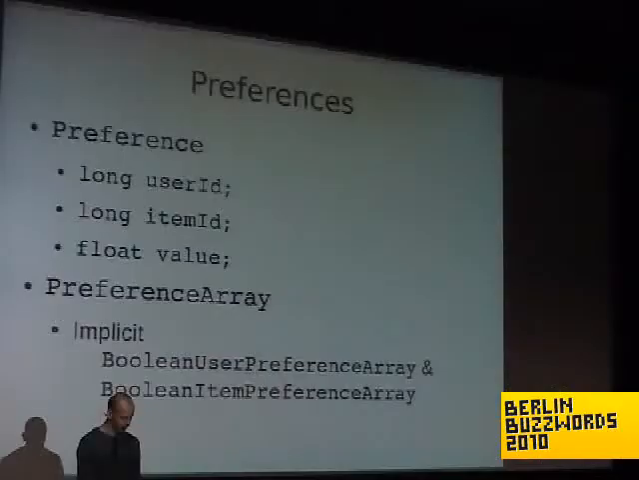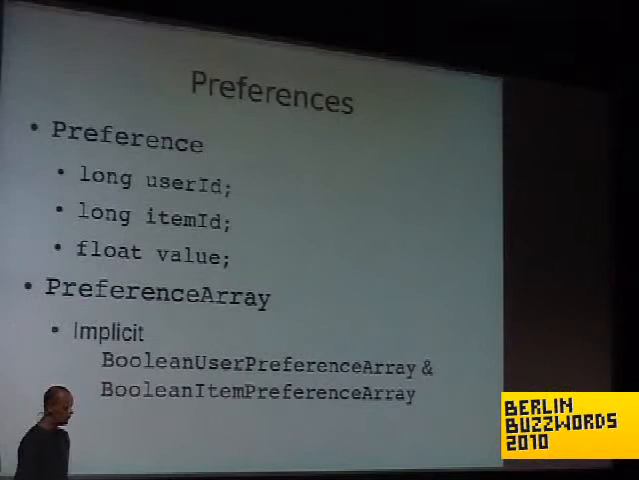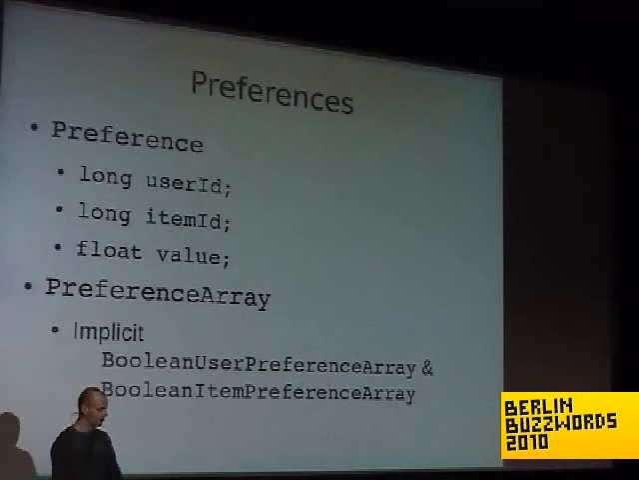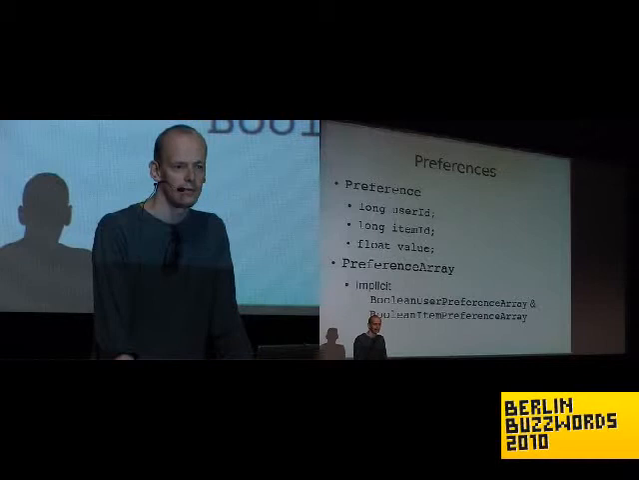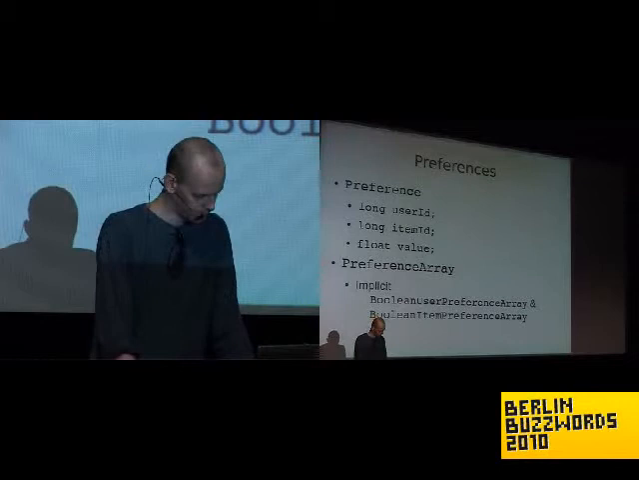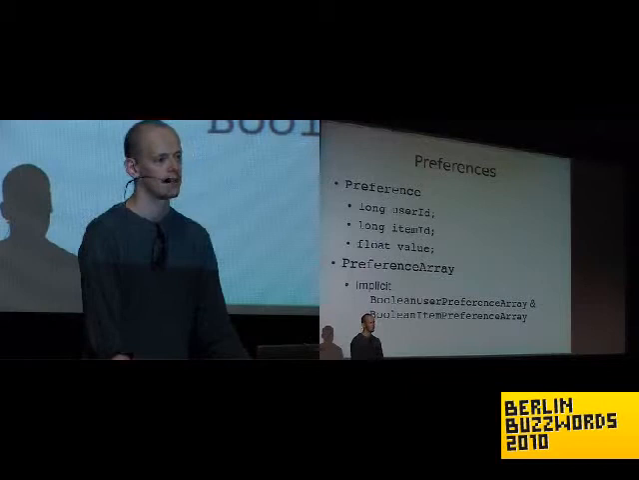A little bit more in detail, preference objects are really simple. They just consist of a user ID, item ID, and a value. They're all optimized to not use very much memory. In the past, Mahout used to have a user and an item interface, but later it was refactored to use only longs to save some space. And so you have these preferences or a preference array, and you can just store them in memory quite efficiently.